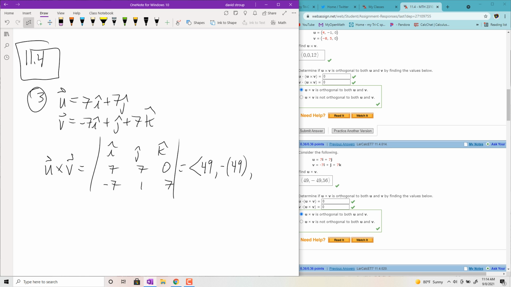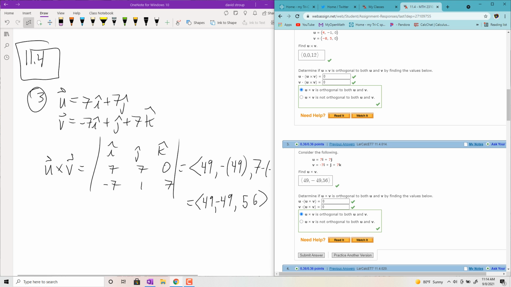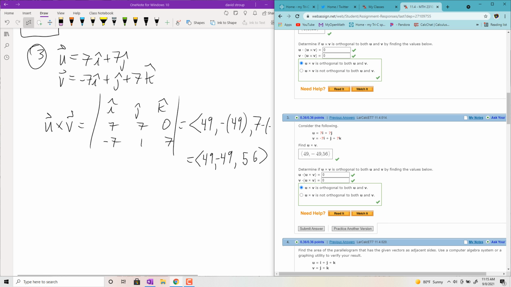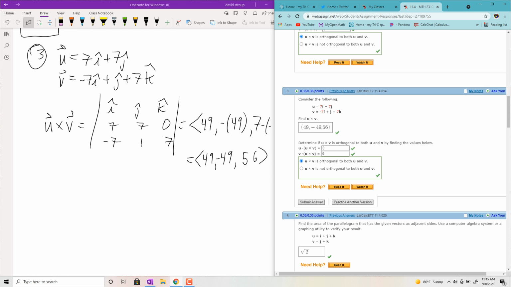And then the third guy, remember the second component's always the negative of whatever you get for the determinant. And the third guy, 7 minus negative 49. So we're getting 49, comma, negative 49, comma, 7 plus 49 is 56. That's our cross product. And then you see whenever you take the dot product with the original vectors, those are orthogonal. So I may ask you to do that on the test as well.